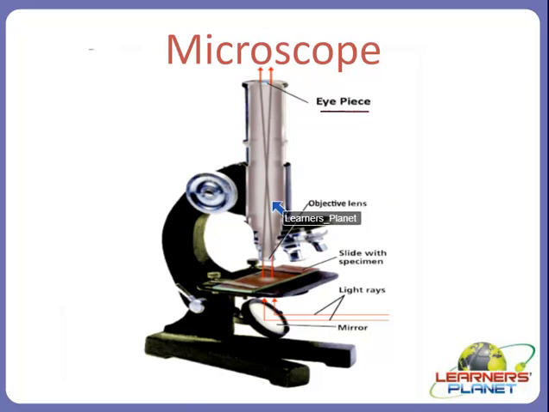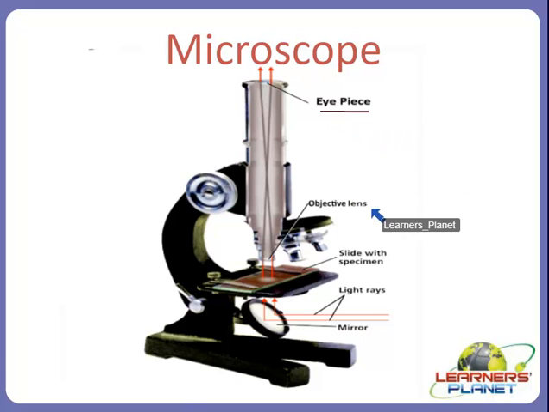Next here is the body tube. This body tube is a cylindrical path which provides the path for the light to travel, and from where the image is observed. So this is just a path through which the reflected rays pass, and that is what forms the image which is observed from the eyepiece.